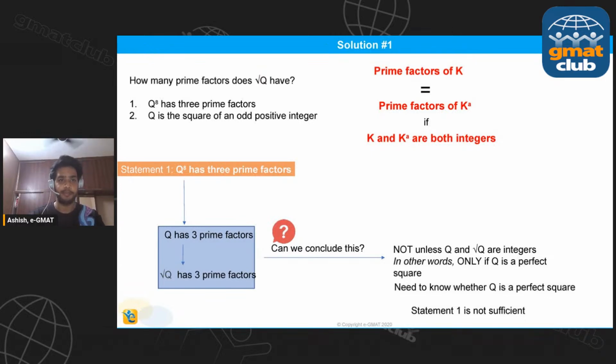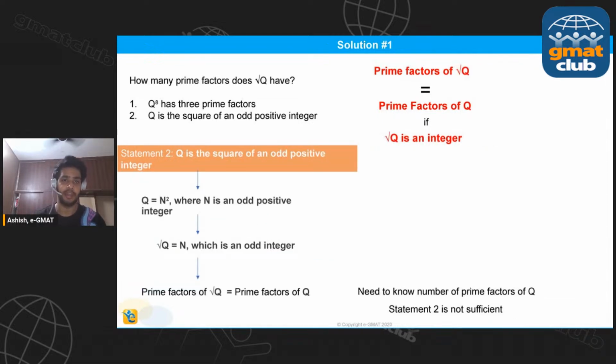No, we do not know whether square root q is an integer or not. So for example, 2 and 4 have the same prime factors, right? 2 has the same prime factors as 4, but does square root 2 have the same factors as 2? No. So we do not know here whether q is a perfect square or not. So statement 1 here is insufficient. It's very important to know whether q is a perfect square, or whether square root q is an integer or not.